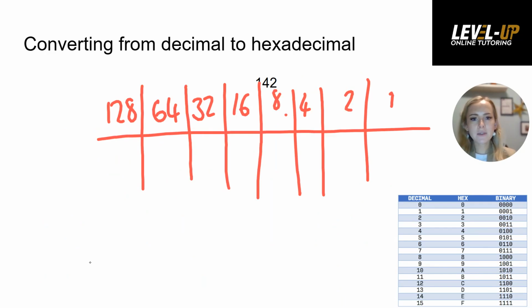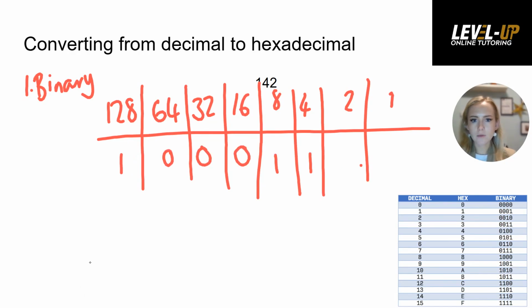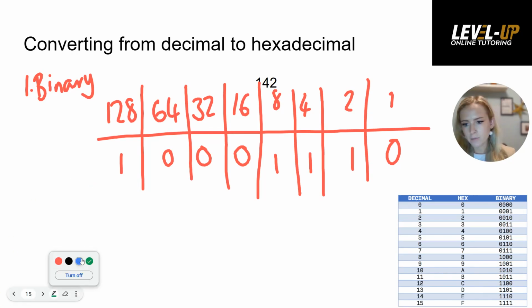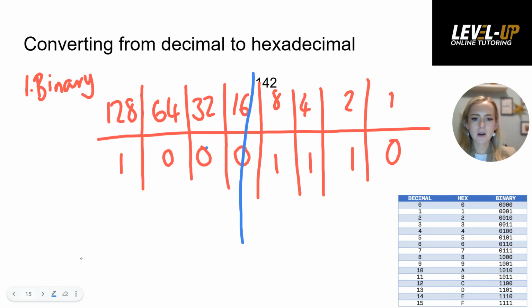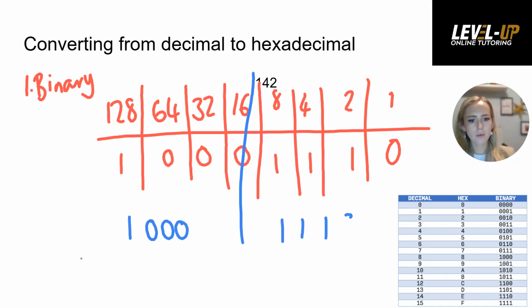Okay, so now I'm just going to convert our first one into binary. So step number 1, binary. 128, 42. There we go. Step number 2, can you remember what it was? Okay, we're going to chop these 2 values in half. Oops, my line's gone a little bit funny there. So this side becomes 1, 0, 0, 0, and this side becomes 1, 1, 1, 0.